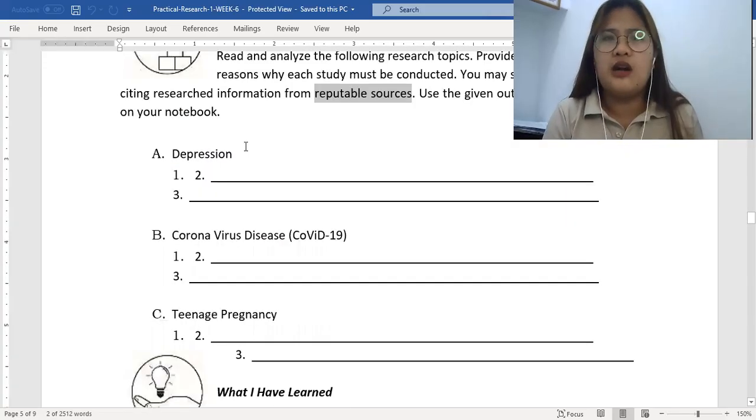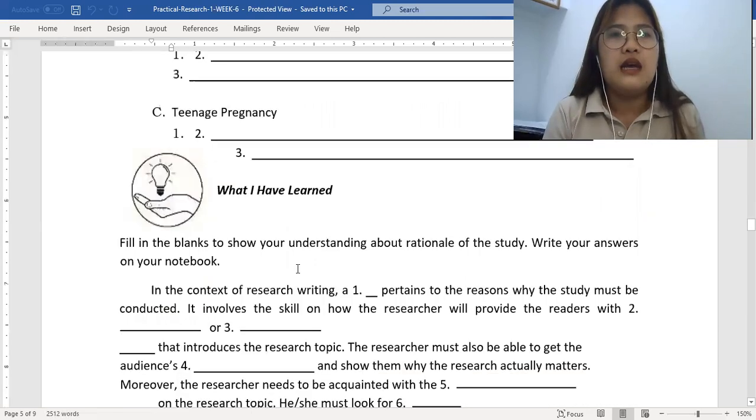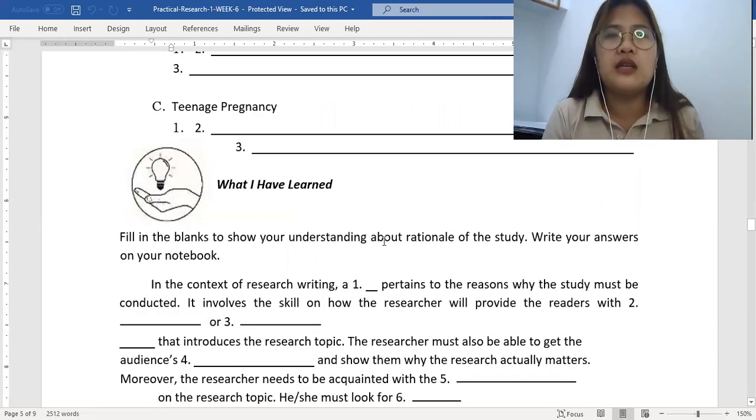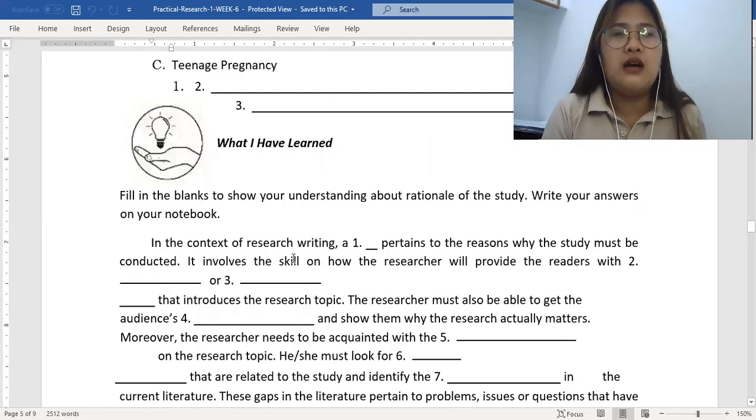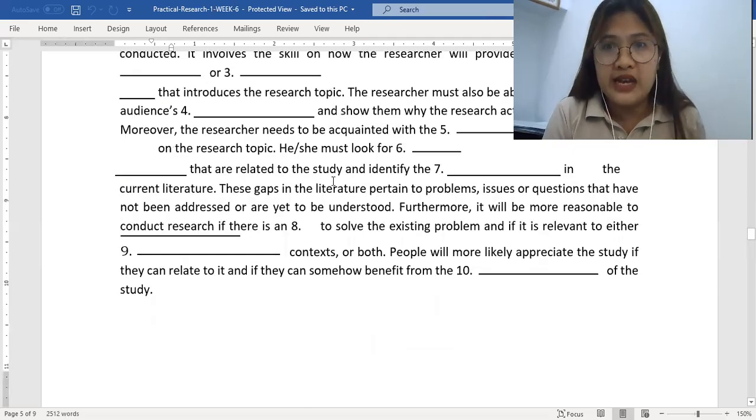Okay? Depression, there are lots of things written about depression online. Coronavirus disease or the COVID-19, it's all over the internet, and teenage pregnancy. And then, fill in the blanks to show your understanding about the rationale. Rationale, I mean, write your answers on your notebook. So, you fill in the blanks. So, you may always reread, okay?